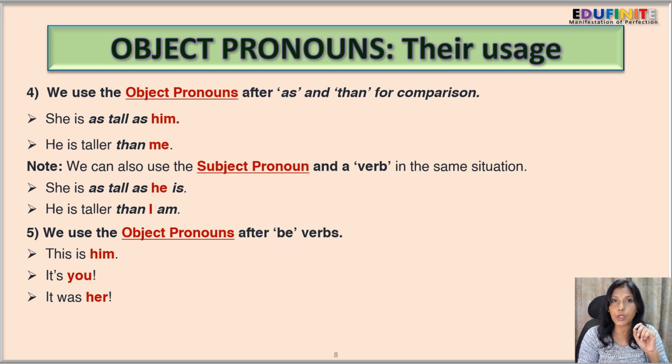It's always the same. It was her. So we don't say, it was she. We don't use the subject pronoun over here. After the be verb, that is was, we always use the object pronoun. So we say, it was her, and not, it was she. Next, it's me. Again we are using it, which means it is. So after the be verb is, we are using the object pronoun me and not the subject pronoun I. We don't say, it is I. We say, it is me, or it's me.